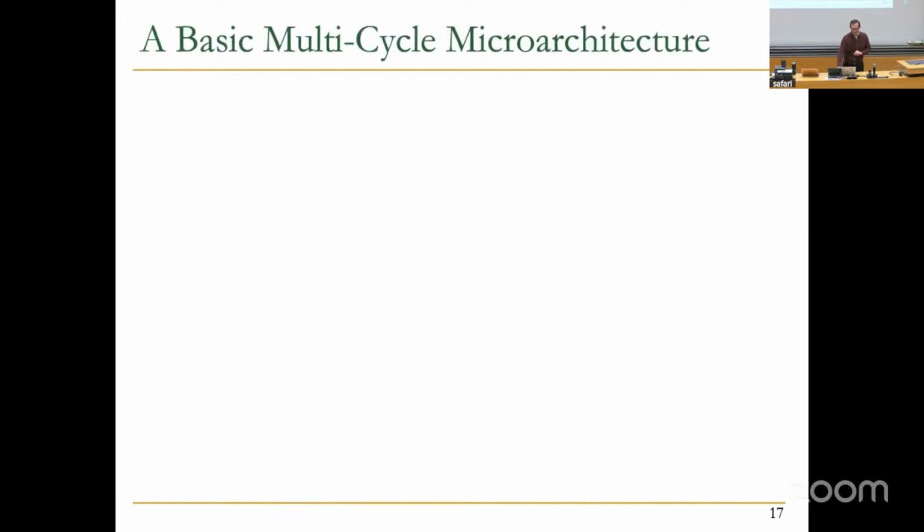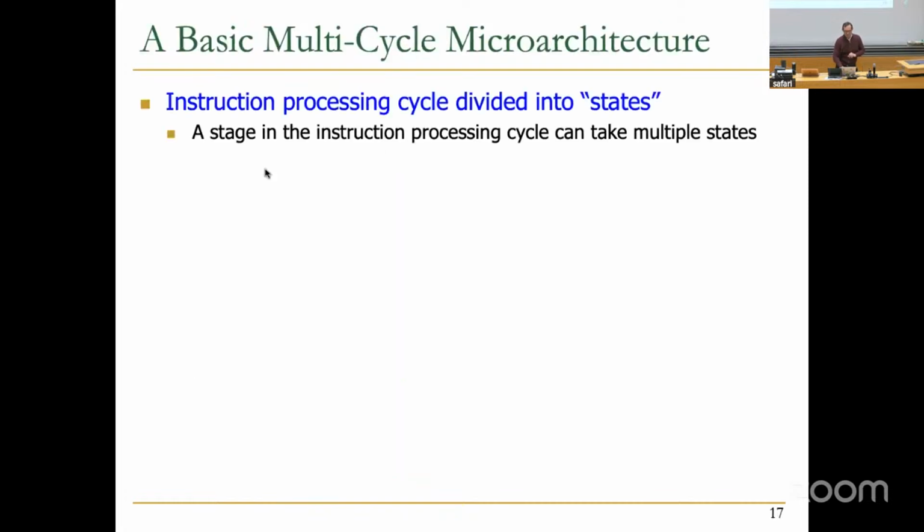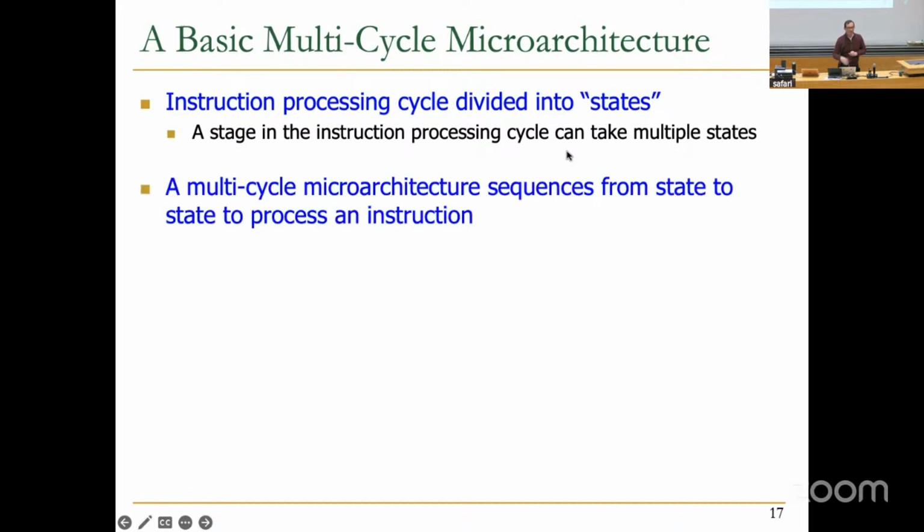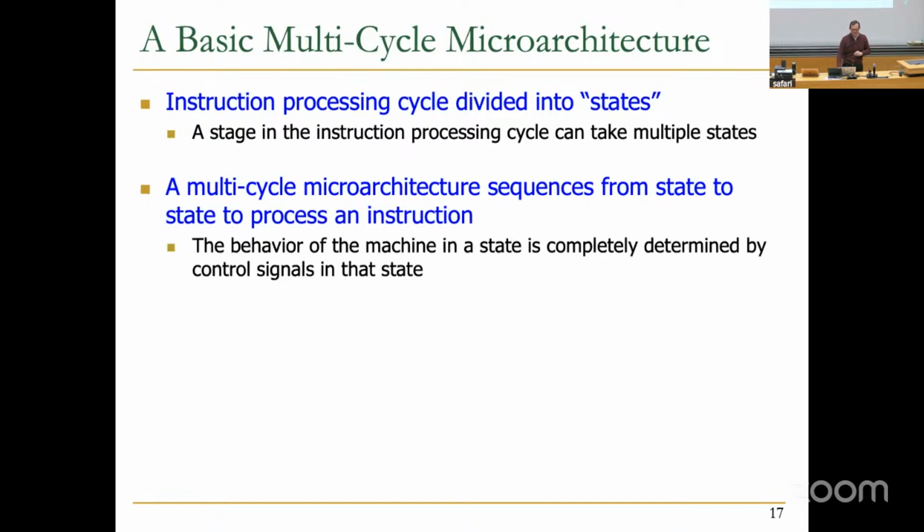So now we're going to implement a basic one. You've seen a lot of these concepts, so hopefully they are familiar, but the implementation will be similar to what we have done with single cycle. We're going to start from basic instructions and from the data path, and we're going to start adding things to the data path. Essentially, we're going to see the instruction processing cycle divided into states, and each stage in the instruction processing cycle can take multiple states. And we're going to sequence from state to state to process an instruction. That's what a finite state machine is, right? And you've seen this a long time ago in these lectures.